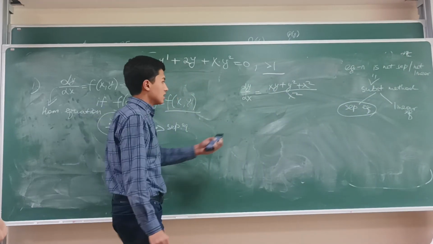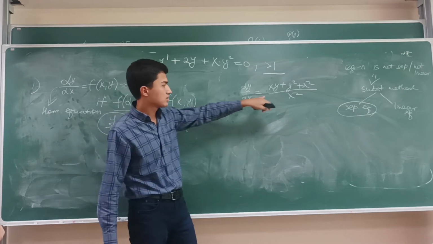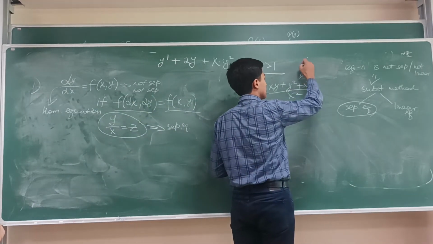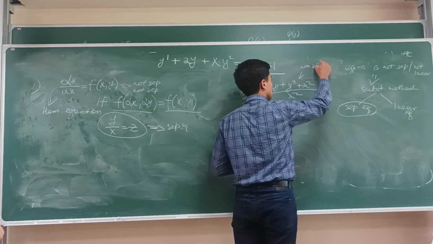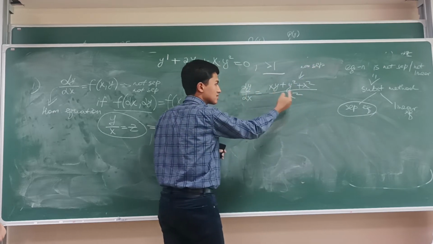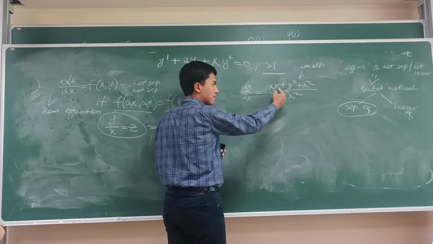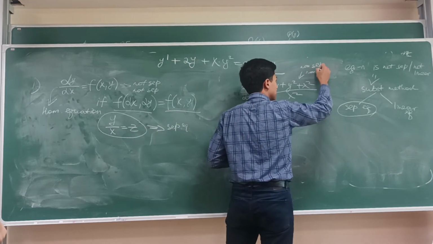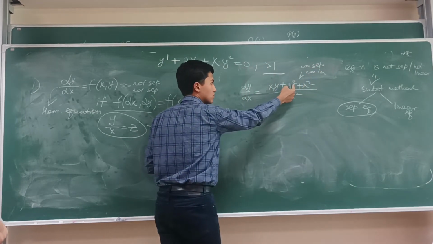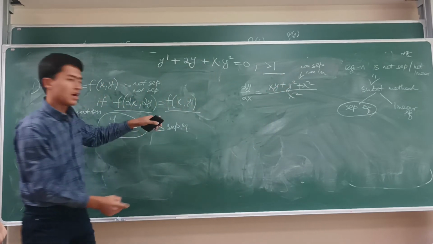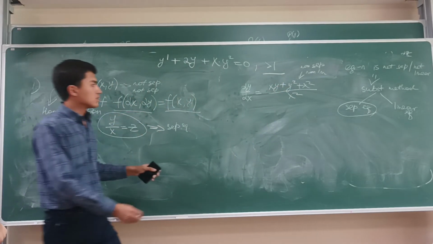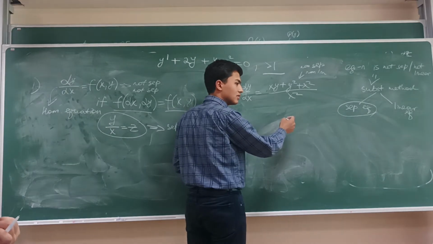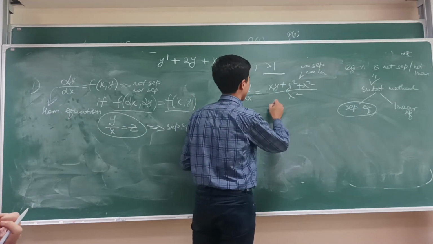Okay, let's check. You have said that this is not separable, right? Non-separable, because here the function depends only on x, but here it depends on y. It's not linear because there is y squared. So let's check if it's homogeneous.